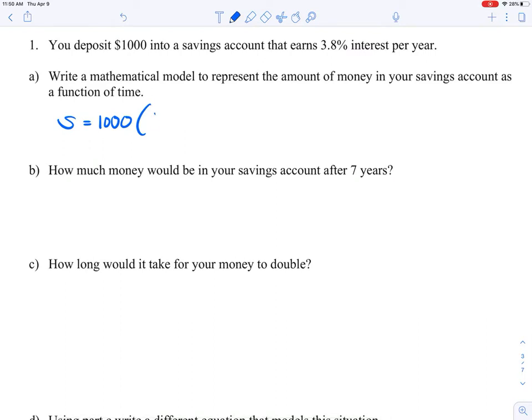The amount in the savings account is going to be growing as interest is applied. So it'll be 1 plus the growth rate, 0.038. And then it's interest per year. So one period is going to be 1 year. So we can just do t in years. Okay. So if we want to know how much money would be in the savings account after 7 years, we could just plug in 7 for t.